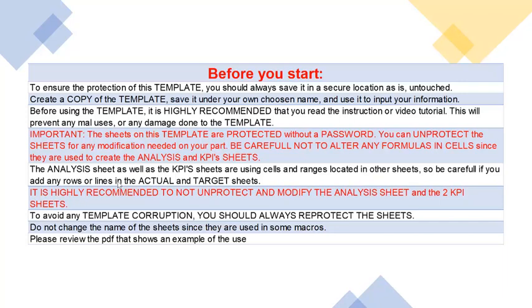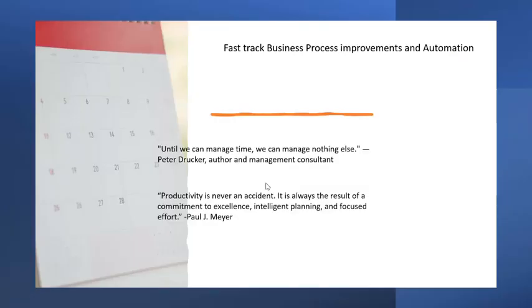So before you start, the most important thing here is that the analysis sheet as well as the KPI sheets are using cells and ranges located in other sheets. So be careful if you add any rows or lines in the actual and target sheets. It is highly recommended to not unprotect and modify the analysis sheets and the 2 KPI sheets.